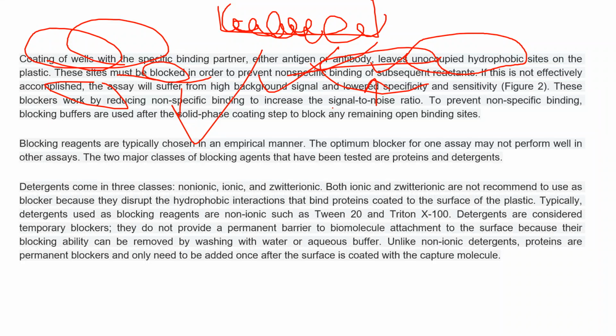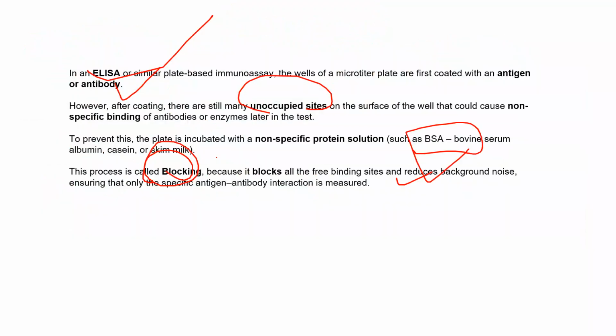So to prevent that non-specific binding, we use blocking buffers. And normally the blocking buffers come in three forms. These are for the washing and blocking we normally do: skimmed milk, BSA, casein, and albumin.